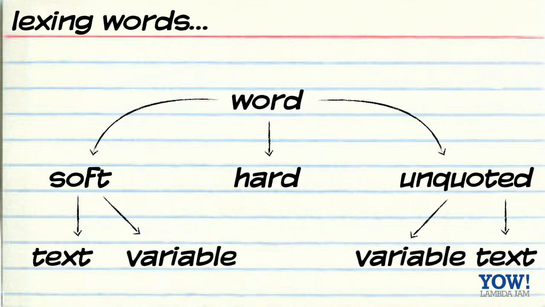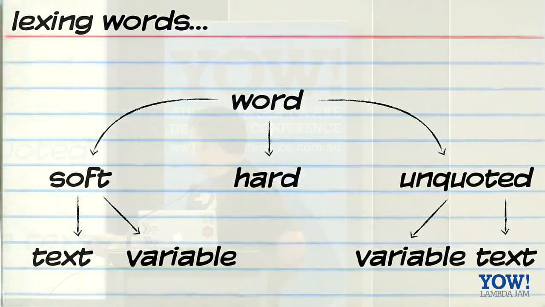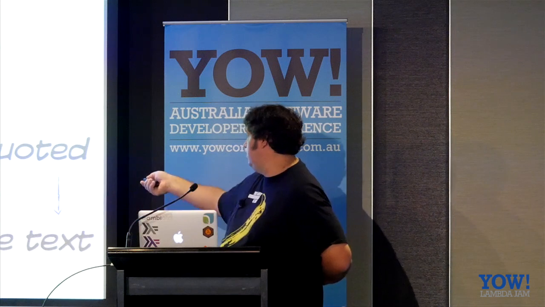We're going to say that words can be made up by any series of either soft, hard, or unquoted parts. For soft quoted parts, we can either have soft quoted text or a soft quoted variable. In a real shell, you might have other things such as subshells being a child under here. We can have hard quoted text. For unquoted things, we can have variable or text. In a real shell, you might have globbing or other things in here as well to parse words.